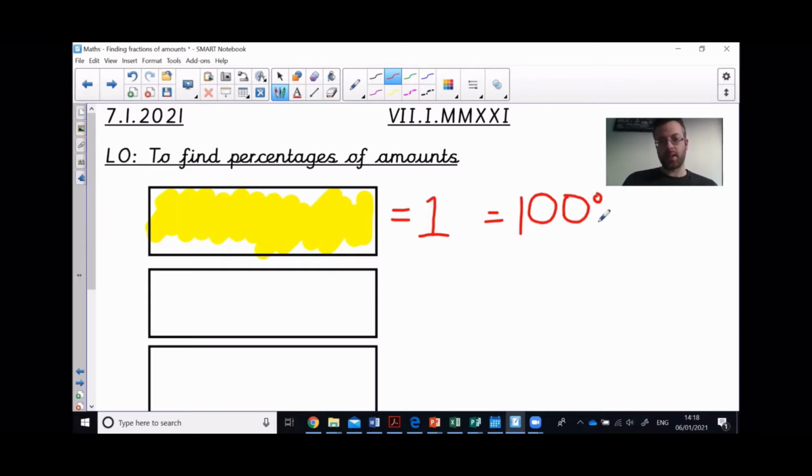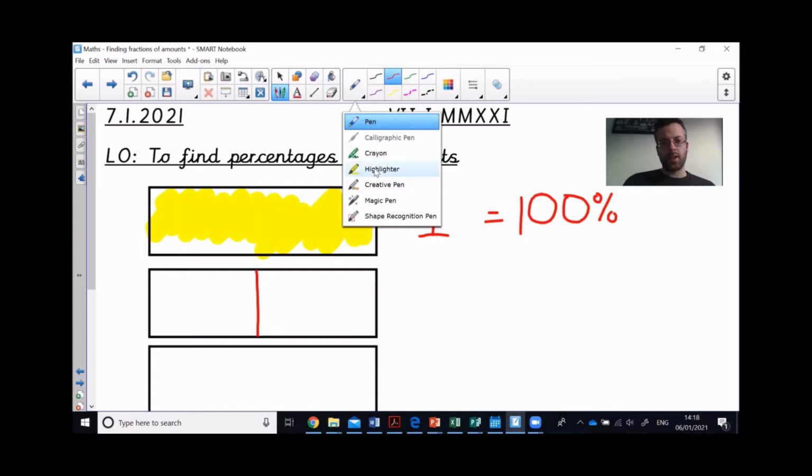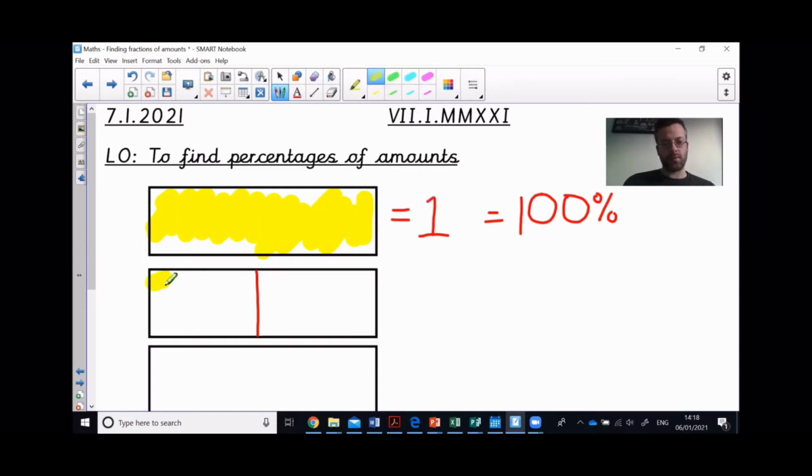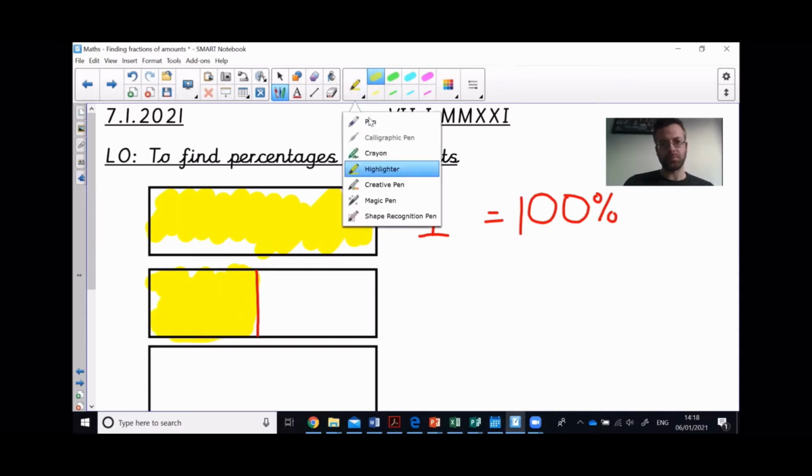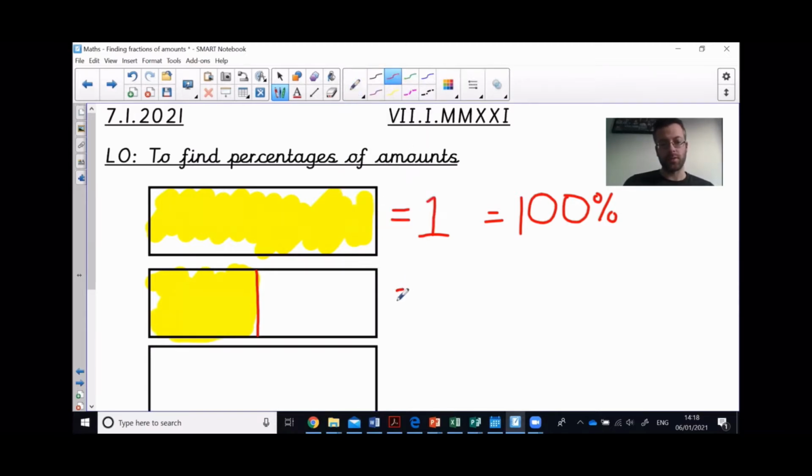Now, this second one, if I was to split it in half perfectly, close to perfectly, not too bad, and I coloured in just this little bit, hopefully you would agree with me that we have shaded in 1/2. Now, if a full one is worth 100%, then half of that, you can hopefully tell me, is worth 50%.